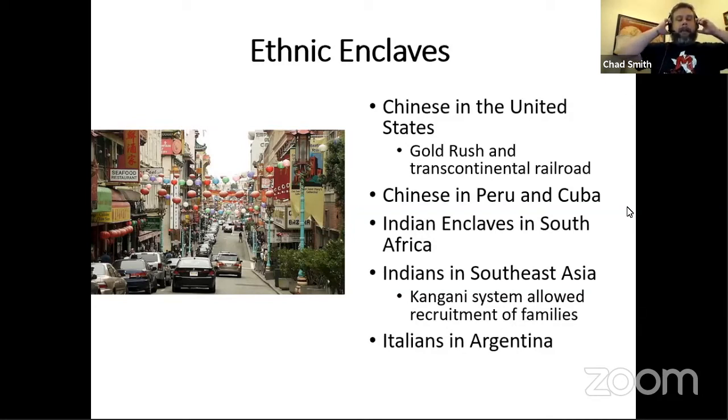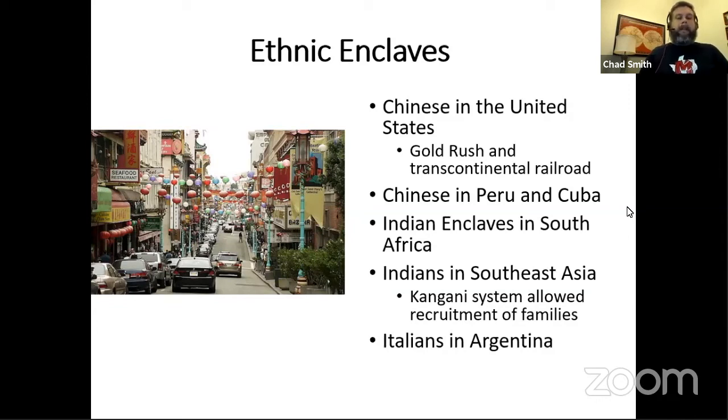In large parts of Southeast Asia, after the end of indentured servitude, they adopted a system called, I'm going to try it, Kangani. The Kangani system actually allowed for the recruitment of entire families, and this helped keep not just ethnic enclaves, but keep more whole and complete Indian customs and traditions and societies.